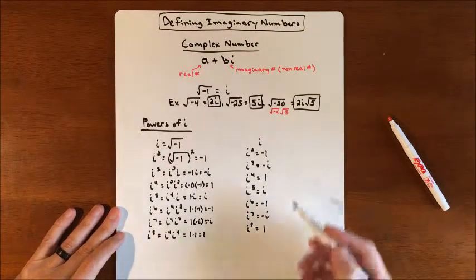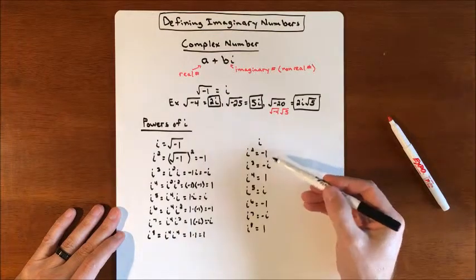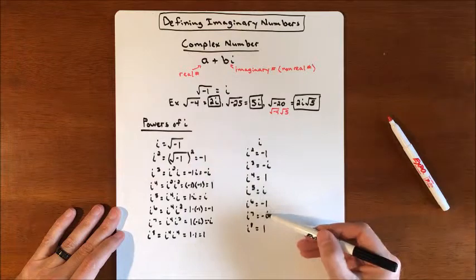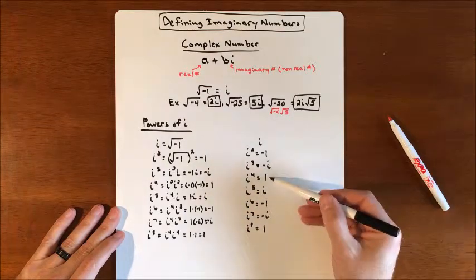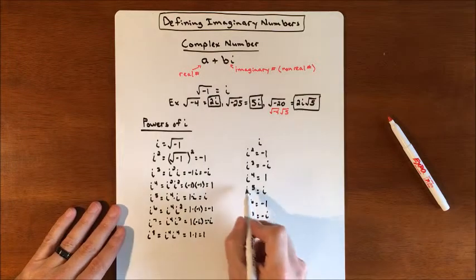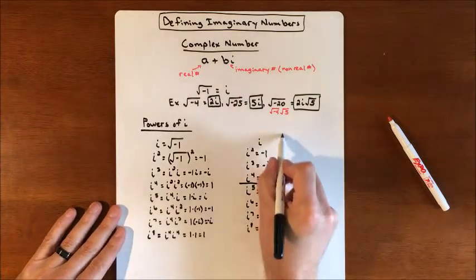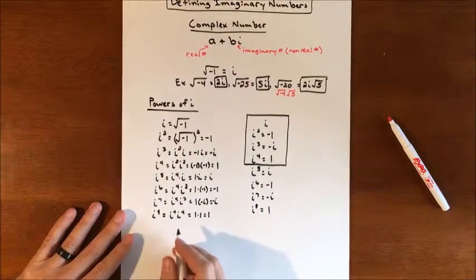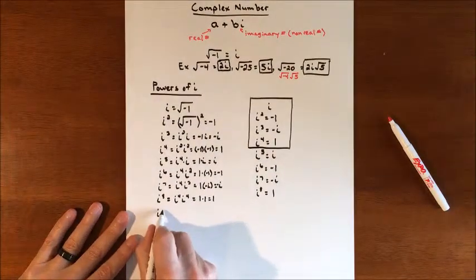So really there's just this pattern. We went from i, -1, -i, 1, then i, -1, -i, and +1 again. This thing just recycles itself over and over and over again, and this is the pattern that we have going on.